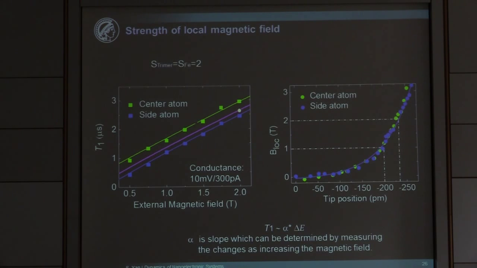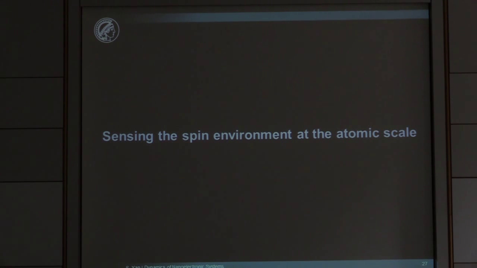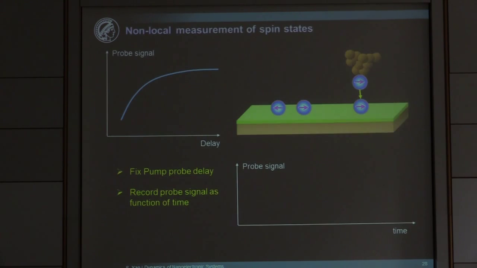So in this talk, I talked about how we can control the spin dynamics of nanomagnets. And now I will talk about how, since the spin dynamics of the trimer is very sensitive to external perturbation, I want to use this as a sensor to sense the spin environment. This measurement was just done 2 or 3 weeks ago.